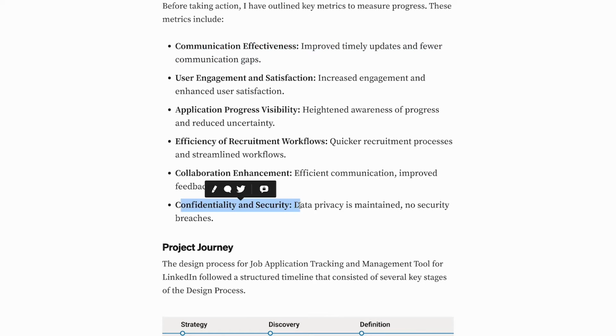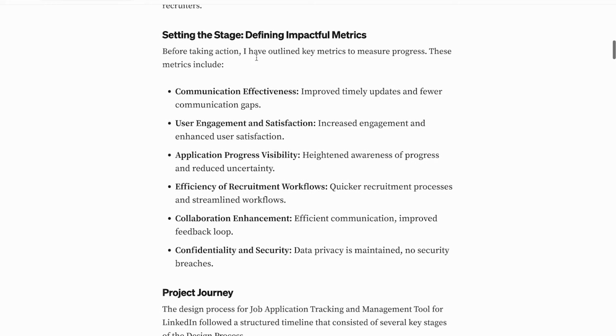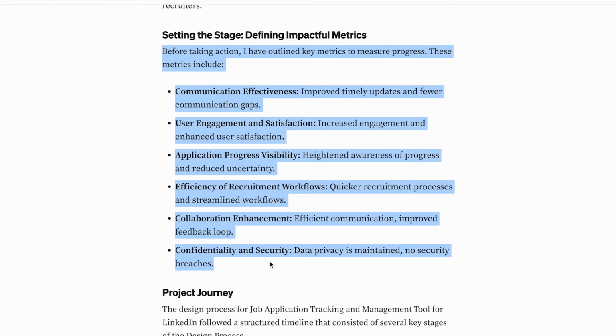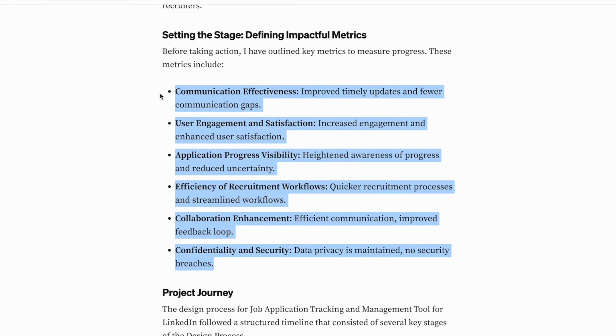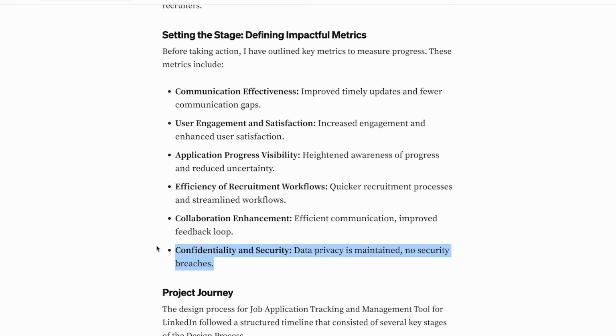And confidentiality and security: data privacy is maintained, no security breaches. I don't know why this is a product design problem statement. If there are hacks and security problems, that's an engineering backend task. This has nothing to do with product design. So when I look at this, it is not making sense to me. I don't have enough information to validate whether these are the right metrics or whether there are any other metrics that are missing out.